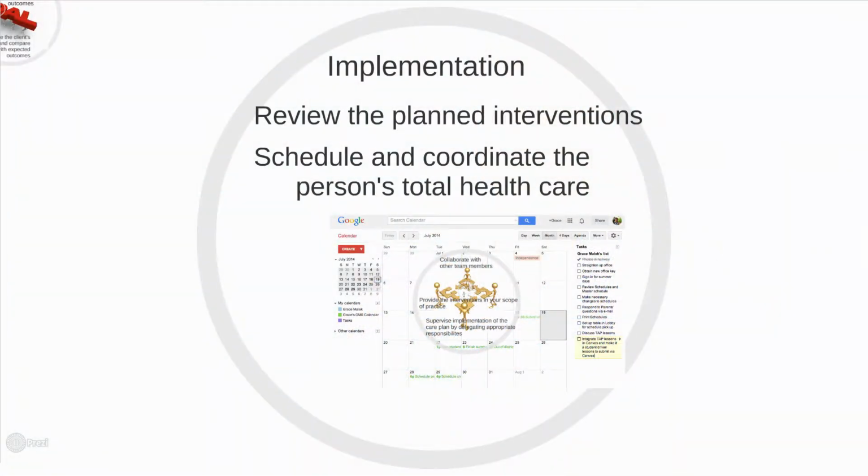So now you're going to do implementation. That's your next step in your nursing process, is implementation. Now you're going to look over your planned interventions. You're going to schedule and coordinate the person's total health care.